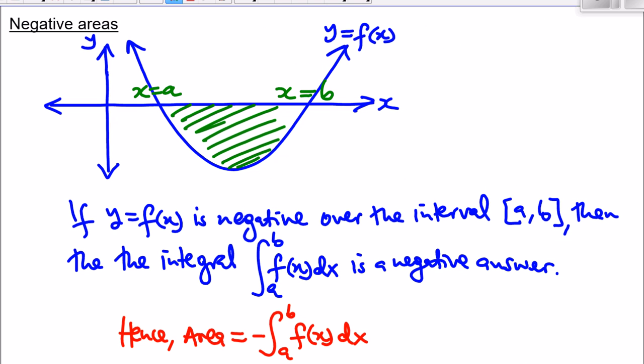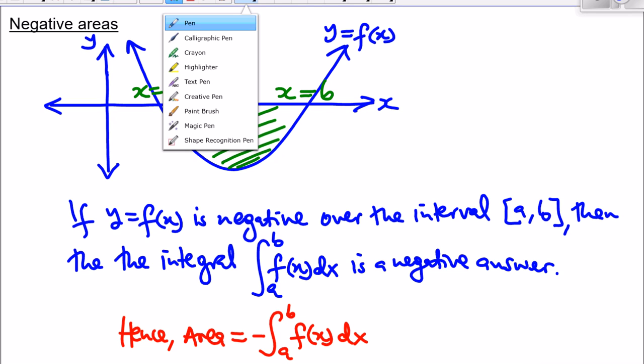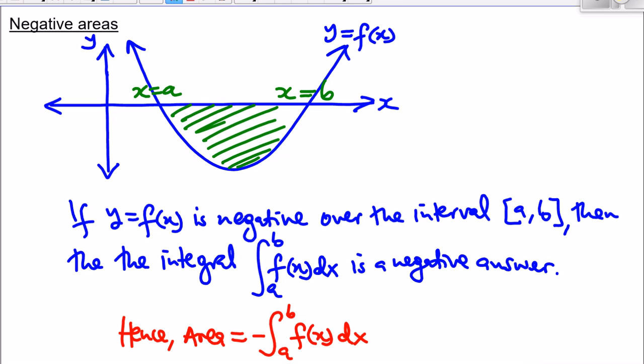The next thing that I want to look at is negative areas. Now, of course, you know that functions can be negative and they can be positive. And what you're saying here is, if y is equal to f of x is negative over the interval [a, b], so you can see that this function here is negative from x is equal to a to x is equal to b.